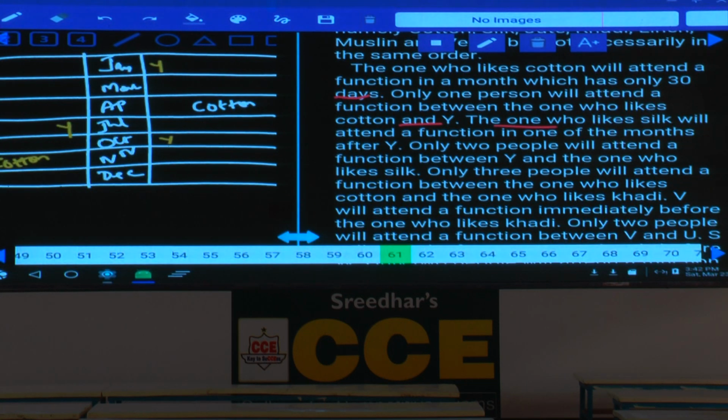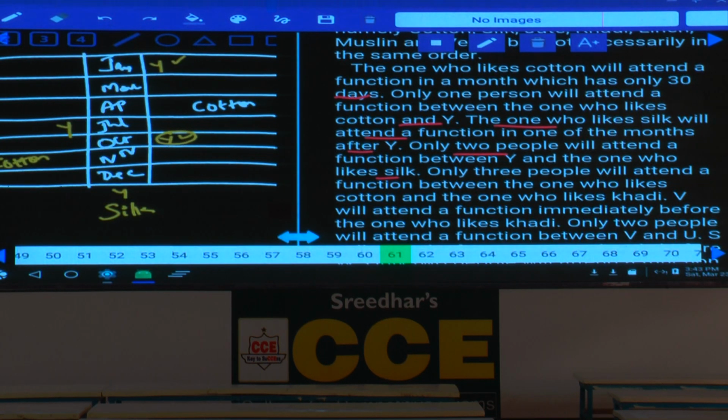And the one who likes silk will attend a function in one of the months after Y, and only 2 people will attend a function between Y and the one who likes silk. Between Y and the one who likes silk, there must be exactly 2 people. Now, earlier in this case, Y can be either at this place or at this place. If you take Y at this place, the one who likes silk must be after this Y, and there must be 2 persons between Y and the one who likes silk.